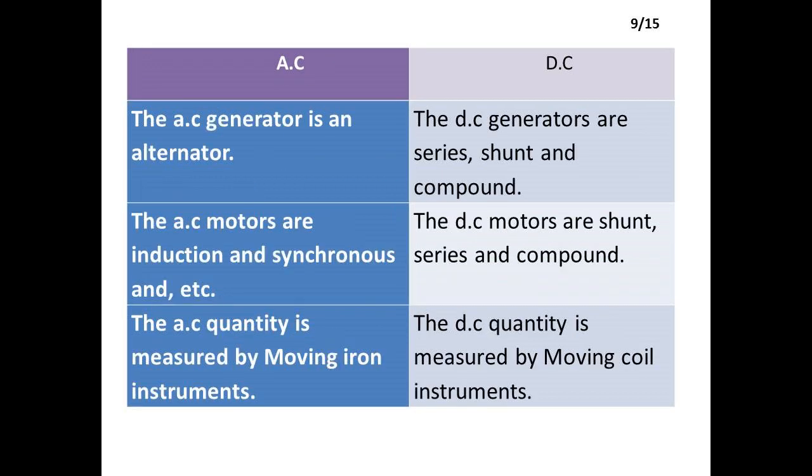The AC generator is an alternator. The DC generators are series, shunt and compound. The AC motors are induction, synchronous and etc. The DC motors are shunt, series and compound. The AC quantity is measured by moving iron instruments. The DC quantity is measured by moving coil instruments.